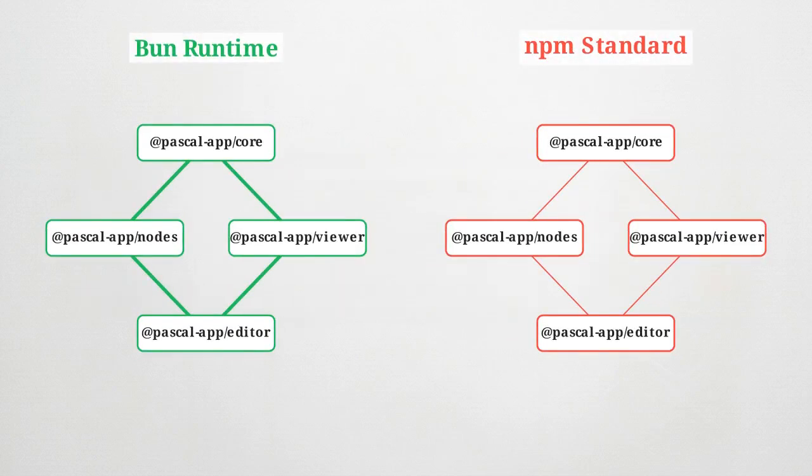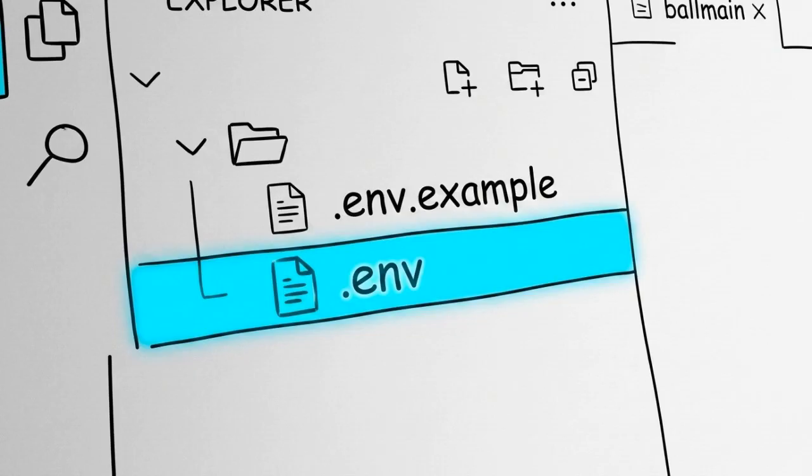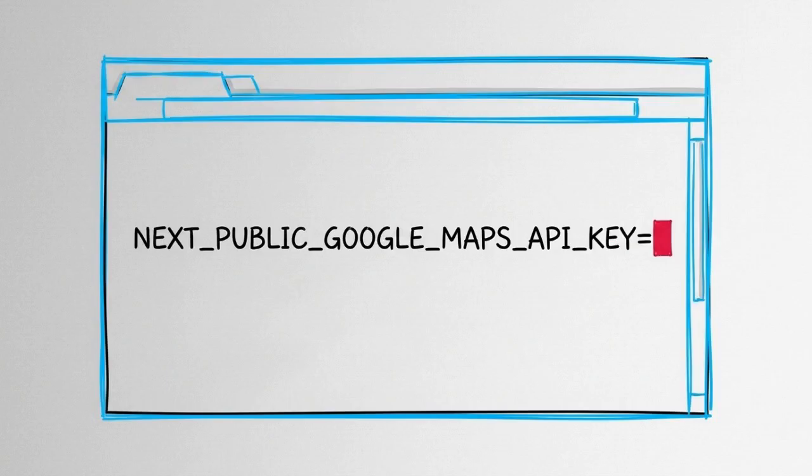As the diagram shifts, see how standard NPM dependency trees frequently fail to link local packages. Using NPM here guarantees phantom dependency errors. Stick strictly to Bun. With the packages installed, duplicate the .env.example file to create your environment configuration.